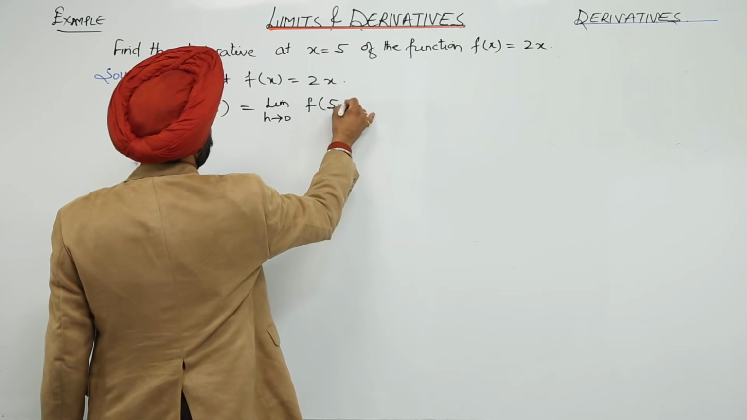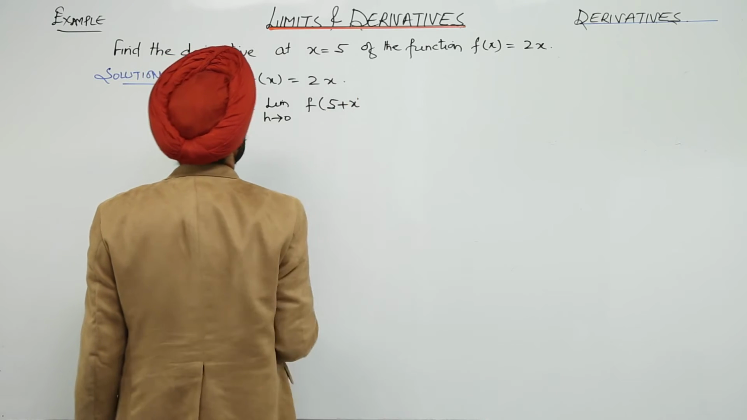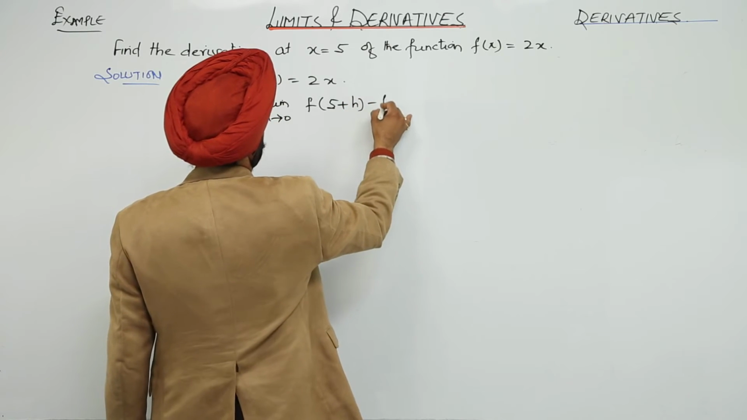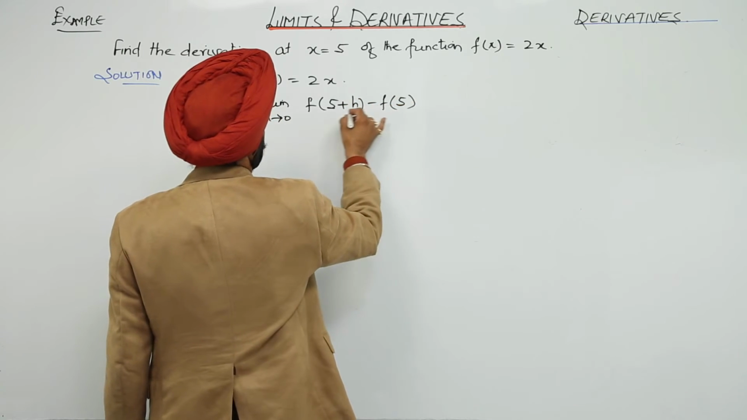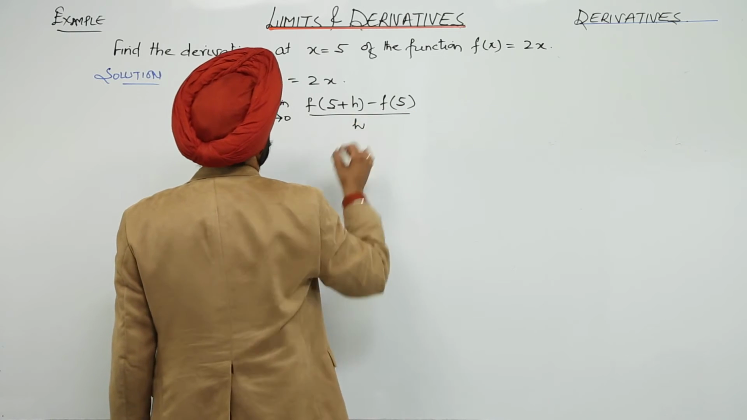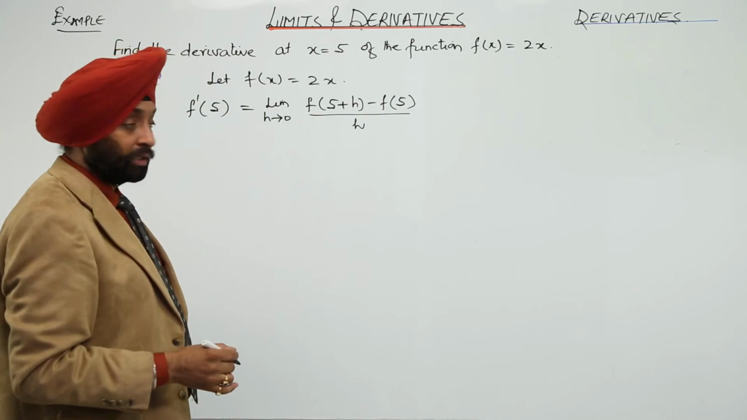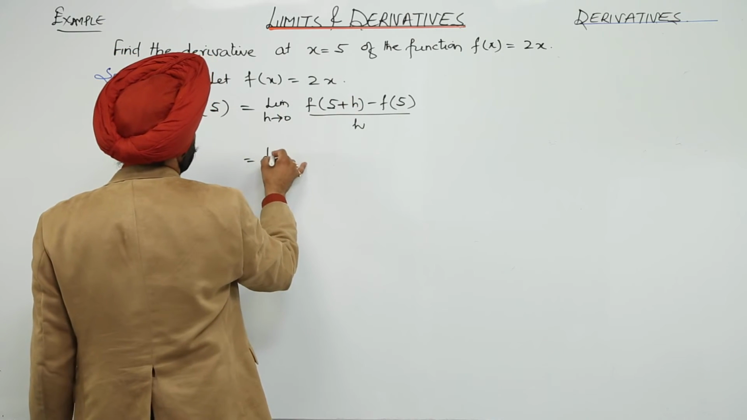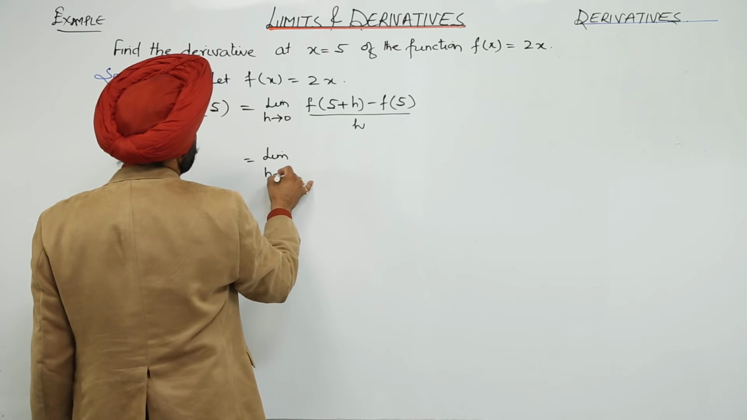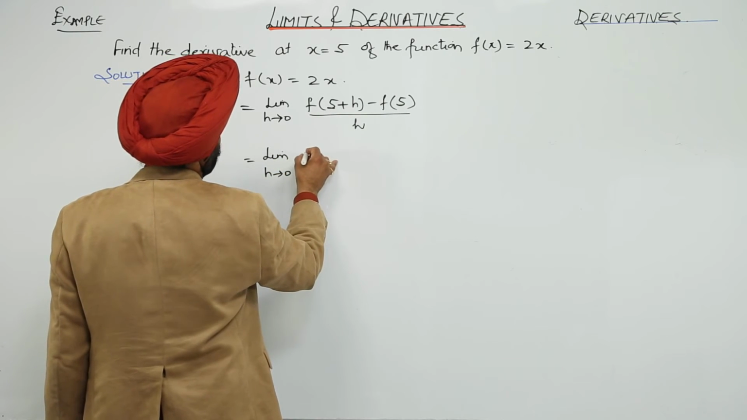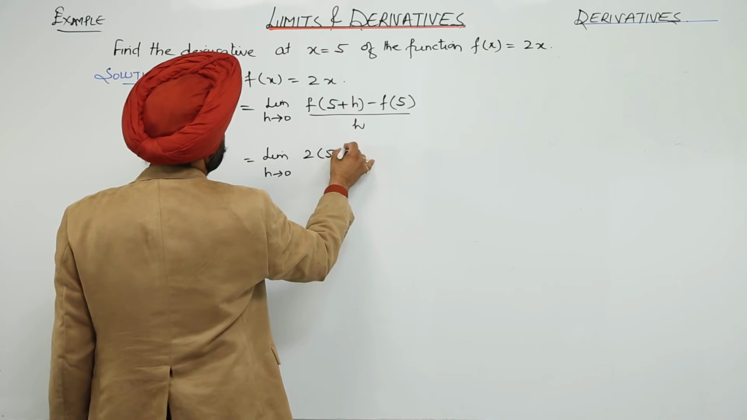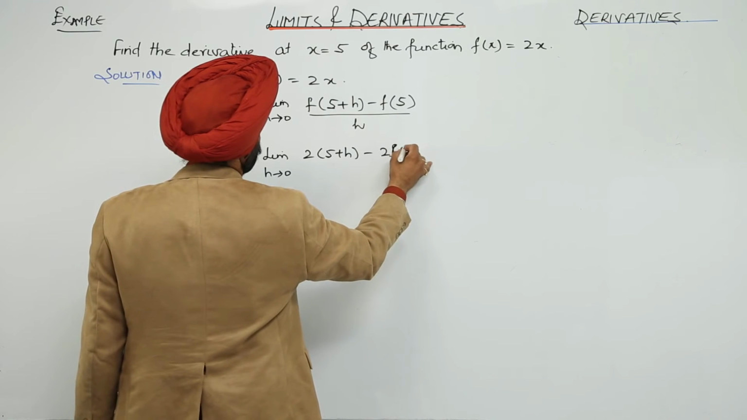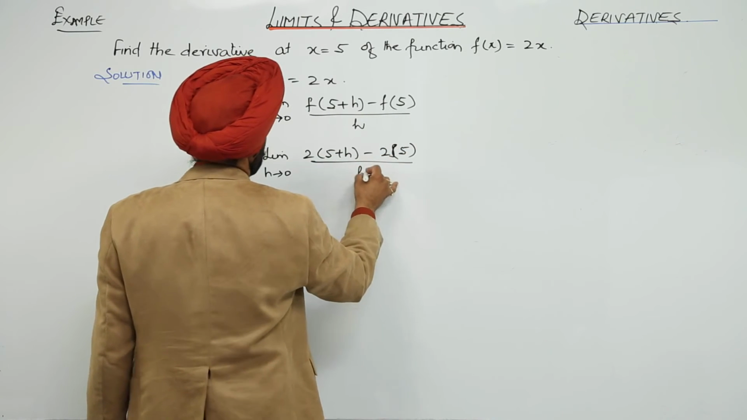(f(5 + h) - f(5)) / h. Is it clear? So, now using this, this becomes the limit as h approaches 0 of (2(5 + h) - 2(5)) / h.